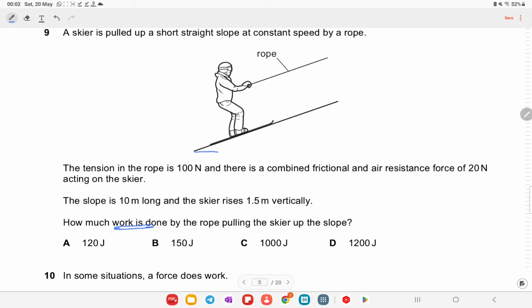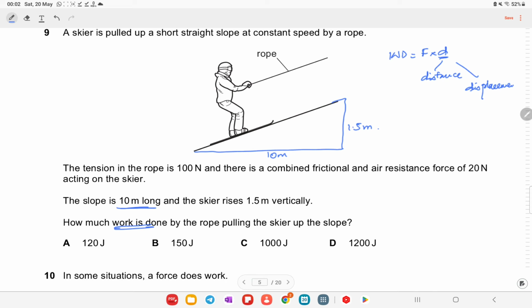Okay, so first of all, you remember that the slope is 10 meters long. Then you have the height, which is going to be 1.5 meters, and we know that work done equals force times distance, and this d can be distance and this can be displacement as well.